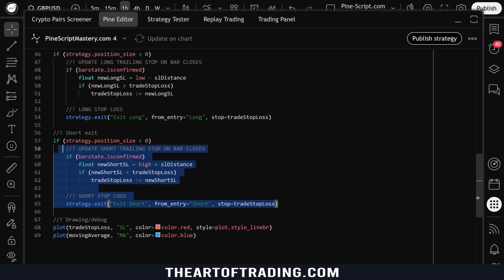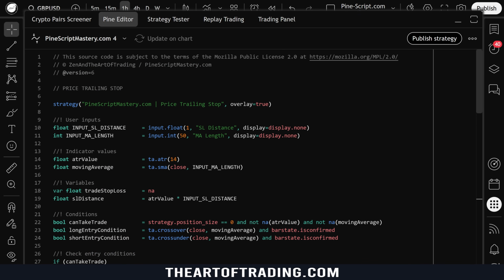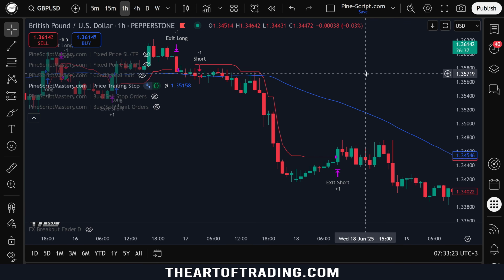And we do exactly the same thing for short trades, but obviously in the opposite direction. We check if the high plus our stop loss distance is less than our currently saved stop loss, and then update our stop loss if we need to. Very simple trailing stop template code here. Classic trend following technique. Very effective with some systems.